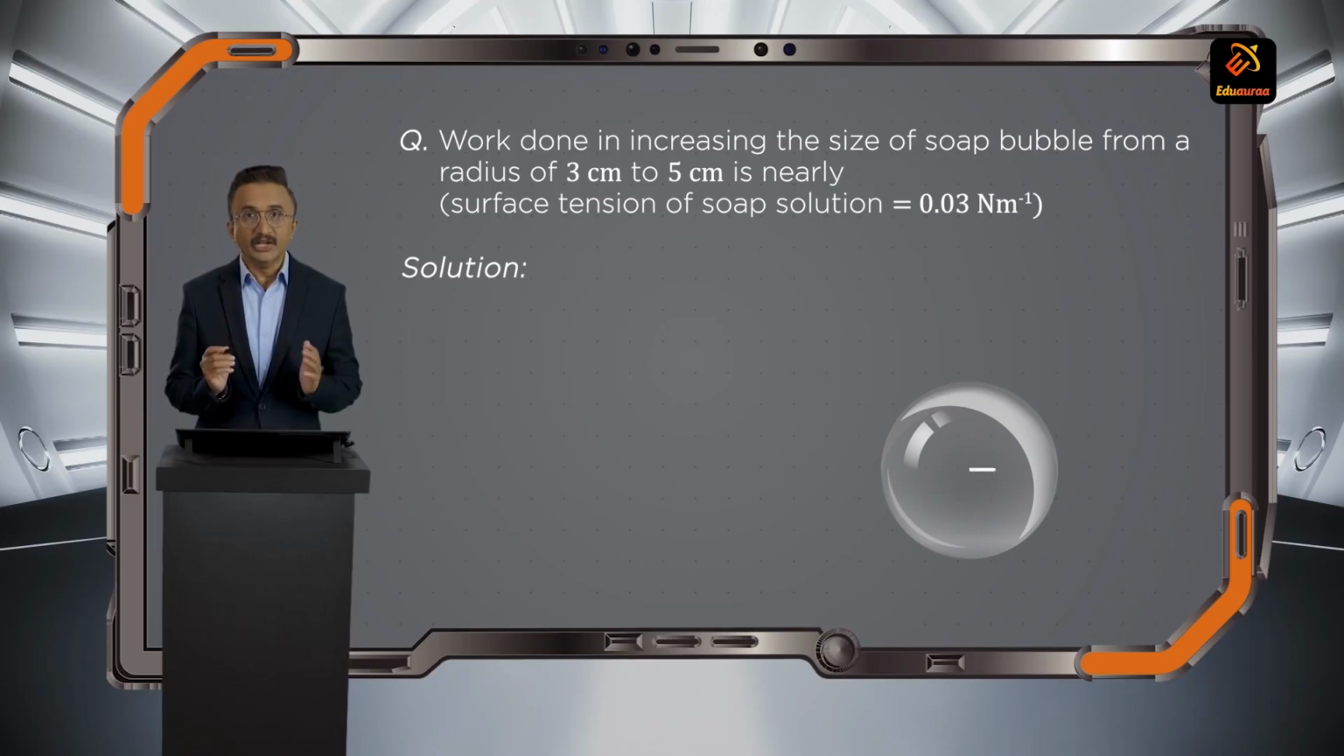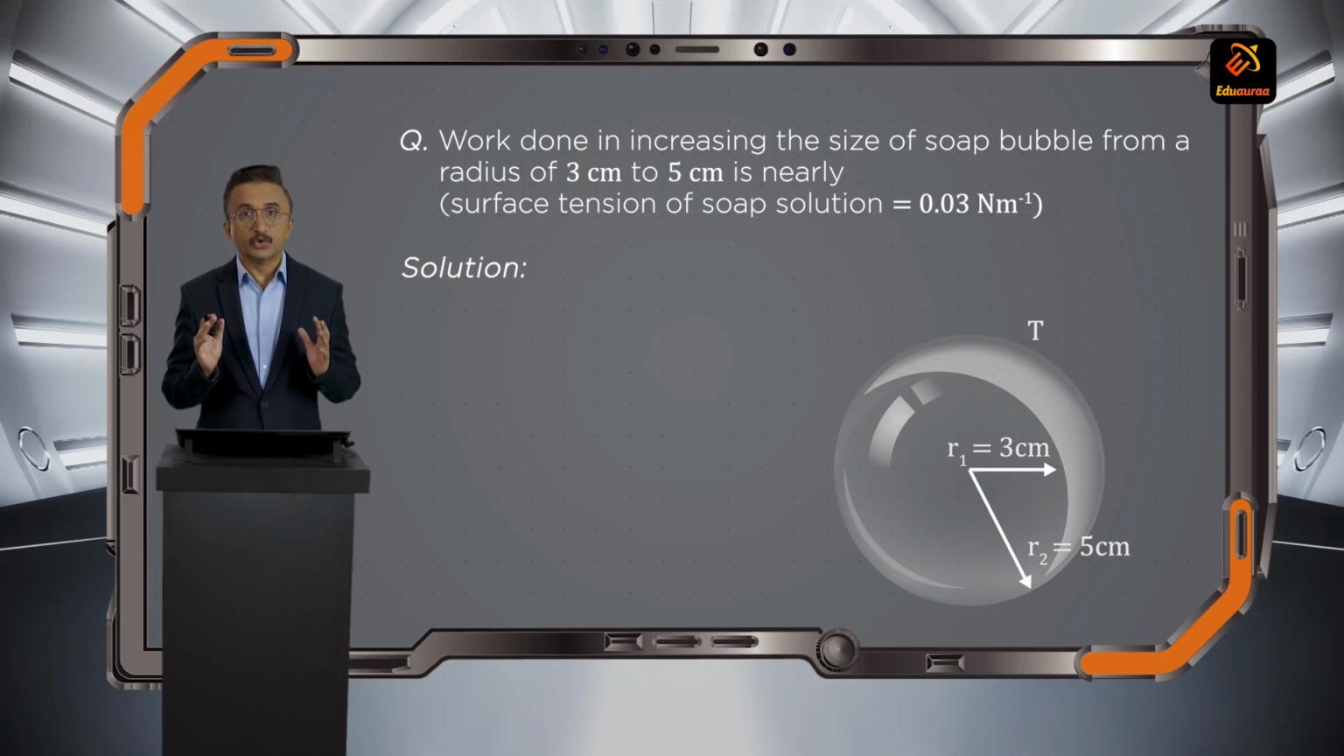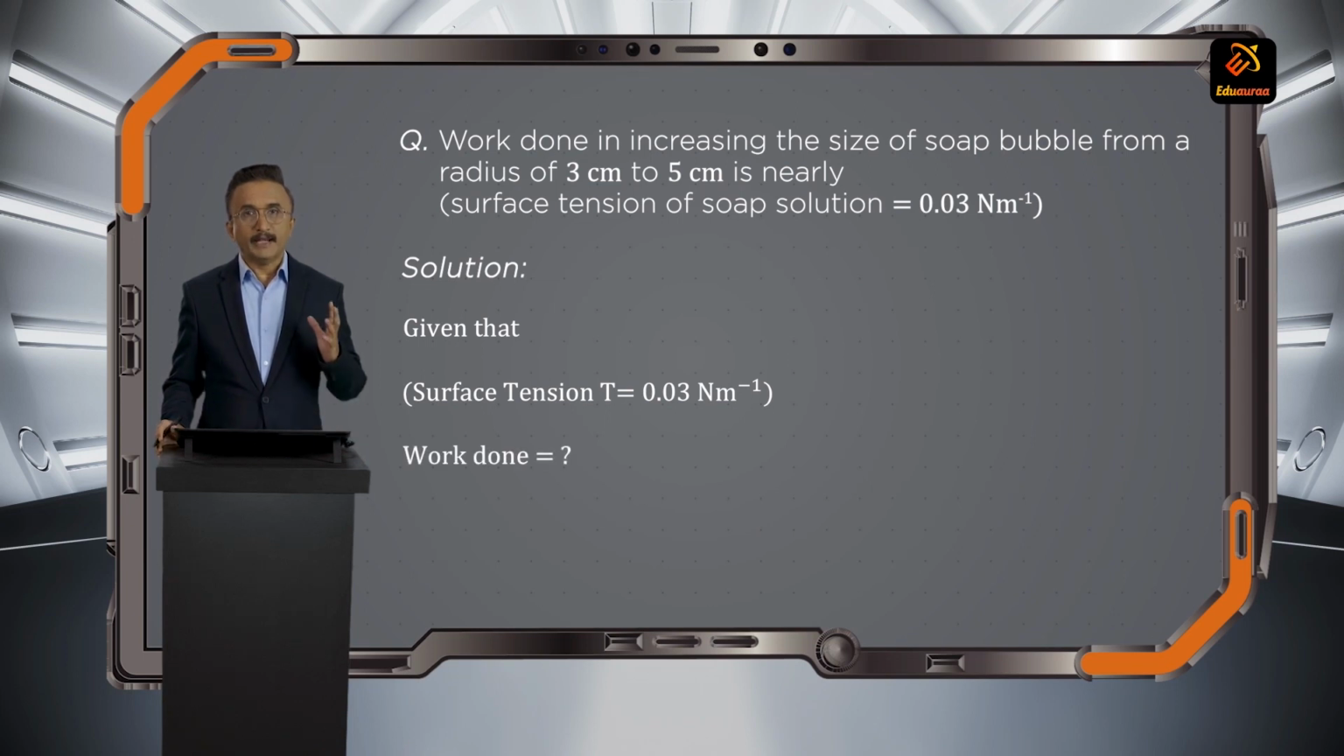Initially, the radius of the soap bubble R1 is equal to 3 cm. Now we have increased the size of the soap bubble, so the new radius R2 is equal to 5 cm. The surface tension of the soap solution is given as 0.03 Newton per meter. And what we have to find out? We have to find out the work done during this process.